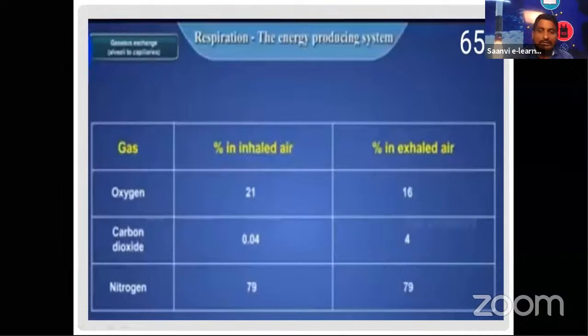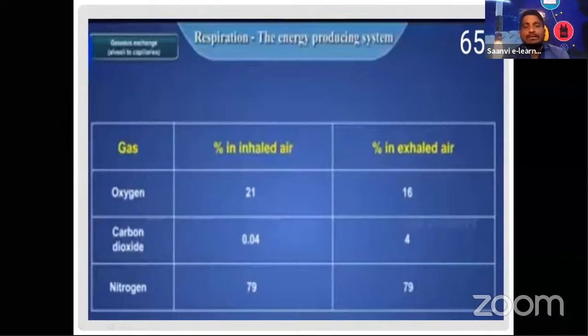Let us observe the given table to get the composition of inhaled and exhaled air, the percentage in inhaled air and the percentage in exhaled air. What gases are present in that inhaled and exhaled air? Oxygen O2, carbon dioxide CO2, and nitrogen N2. So likewise, three gases are present in the inhaled air and exhaled air. Then whatever the percentage in inhaled air and percentage in exhaled air.